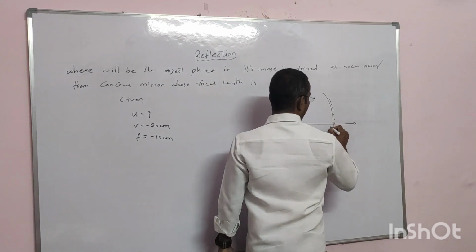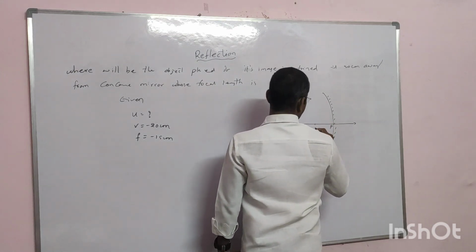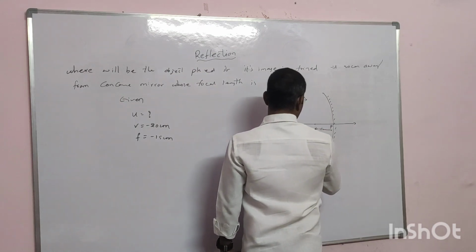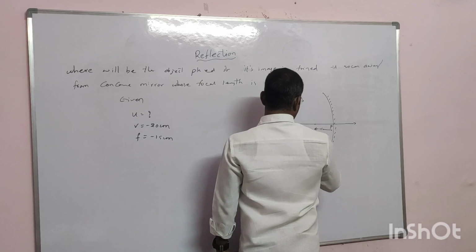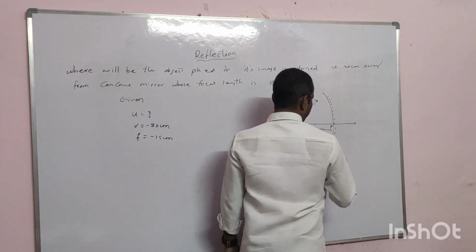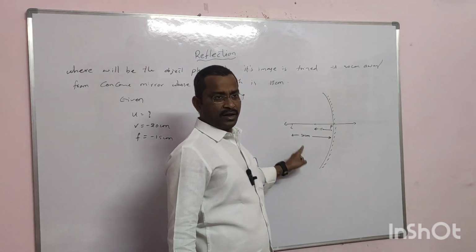And this is your pole, and somewhere else. What is the focal length given? 15 centimeter. So this is going to be 15 centimeter. Where the object, this is your C. So this is 30 centimeter. Am I right or wrong? Because double of the focal length will be the center of curvature, the radius of curvature.